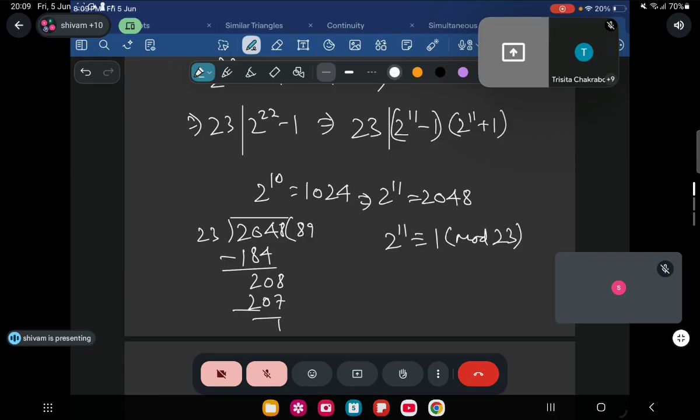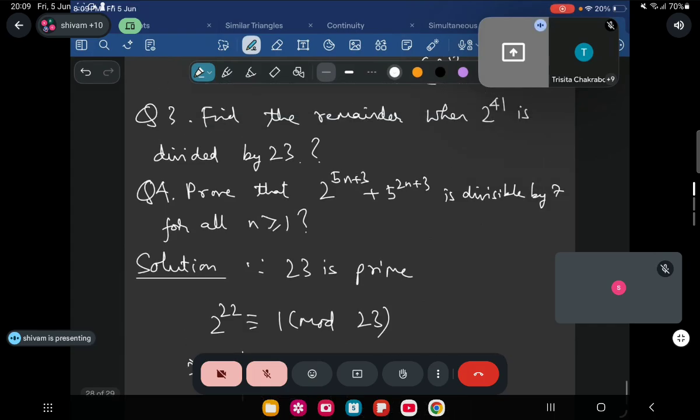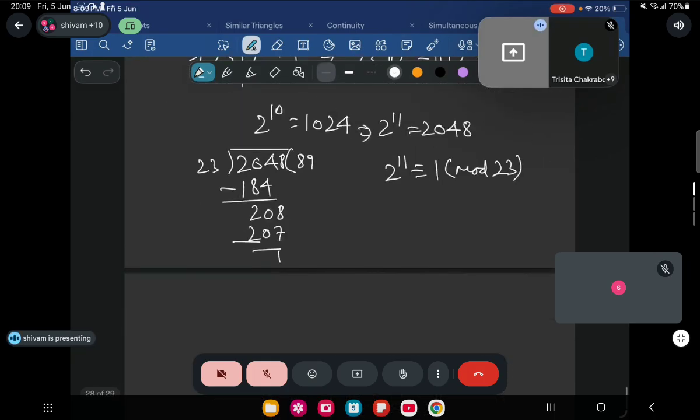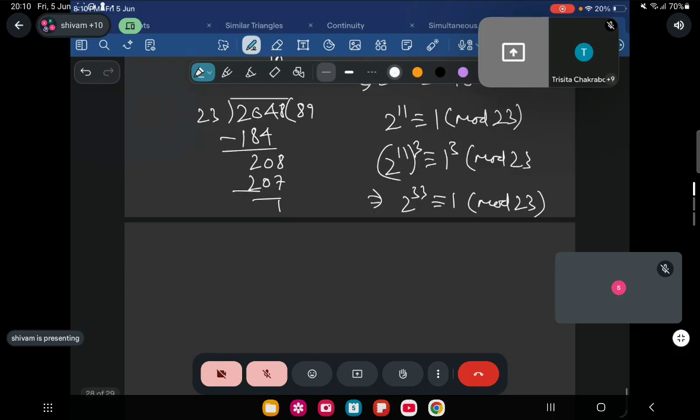Aviraj? Yes, sir. Now Aviraj, by what should we raise our power to reach 41? By 3. So 2 to the power 11 whole cube is congruent to 1 cube mod 23. So this implies 2 to the power 33 is congruent to 1 mod 23. How many more 2's are required? 8 more 2's, and 2 to the power 8 is 256.